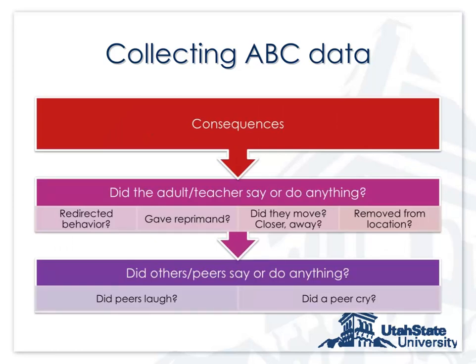Describing the consequences of the behavior consists of describing what other people did in the environment, or what the behavior produced in the environment. Did an adult teacher say or do something, such as redirect the behavior, move closer or away from the person, or remove the child from the location? If other people are present, such as peers, record what their reactions were as well. For example, did they laugh, or did a peer cry? Did the peer move closer or move further away? Describing consequences precisely is important to help identify the function of behavior. Basically, you want to objectively describe the effect the behavior had on the environment.